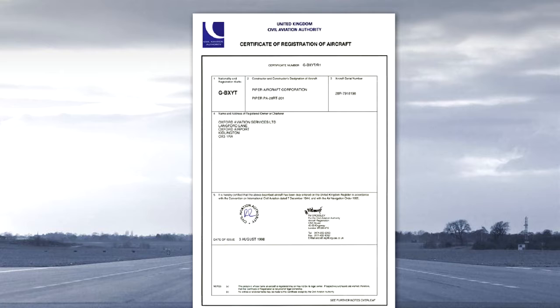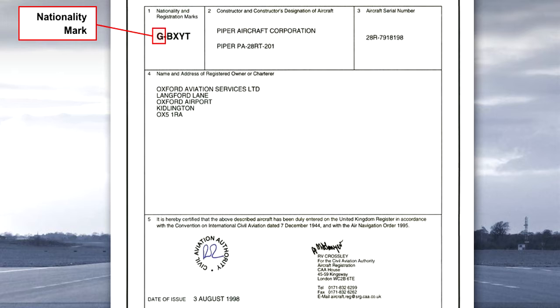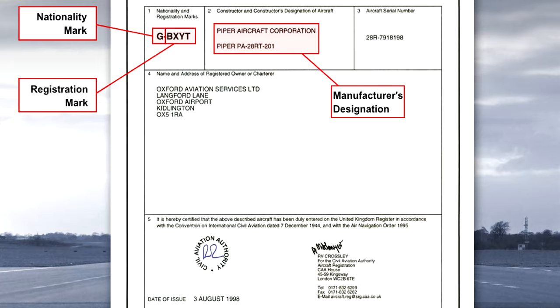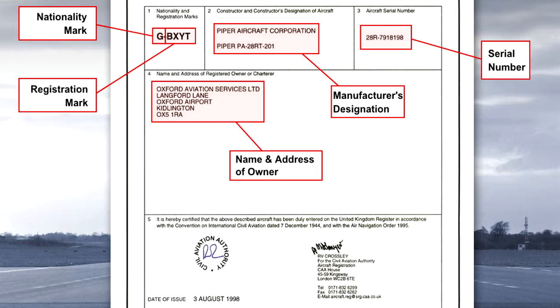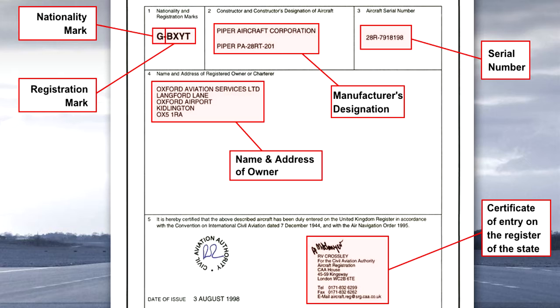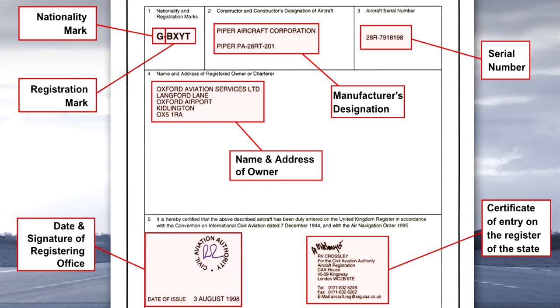The Certificate of Registration is an official document certifying that the state of registry has registered the aircraft. It will always detail the nationality or common mark, the registration mark, the manufacturer's designation of the aircraft, the serial number of the aircraft, the name and address of the owner, a certificate stating that the aircraft has been entered on the register of the state, and the dated signature of the registering officer. The certificate is to be carried in the aircraft at all times.